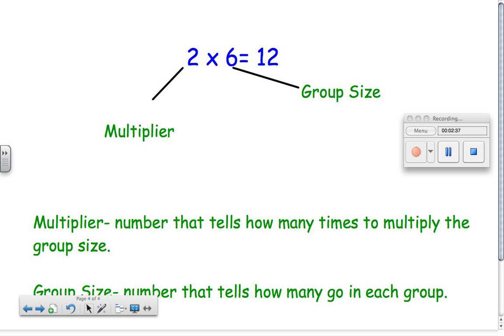We would take 6 here and add it to itself twice because of the multiplier being 2. So our repeated addition for this problem would look like 6 plus 6 equals 12. If we did an array to solve for this equation, we would do 2 rows of 6 in each row. 2, our multiplier, tells us how many rows, where 6, our group size, tells us how many go in each group.